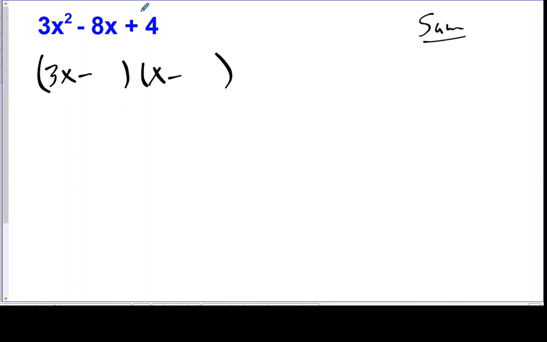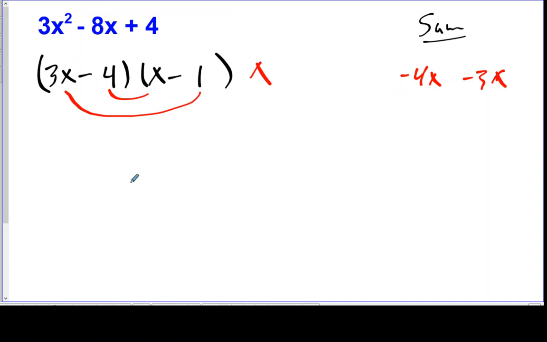We'll now look at the factors of 4. Factors of 4 could be negative 4 times negative 1. And then if you check that, negative 4 times x would be negative 4x. 3x times negative 1 would be negative 3x. Well, when you combine those, you get negative 7x. It doesn't match the negative 8x, so that one's wrong.